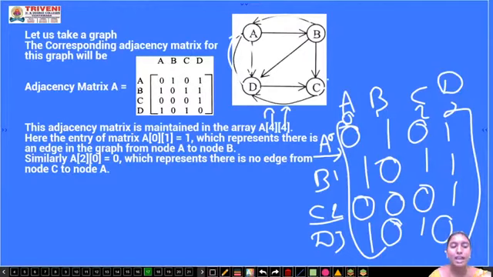Then similarly A of 2 0 equal to 0, which represents there is no edge from node C to node A. What is A of 2 0? This is a 2 and this is a 0. Is there any edge from C to A here? There is none from C to A, so we represent it with 0, because there is no edge from C to A. Here we can easily identify it. Similarly we identify everything like that and draw the graph.